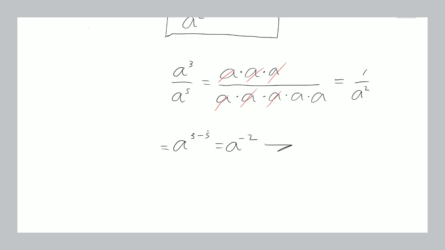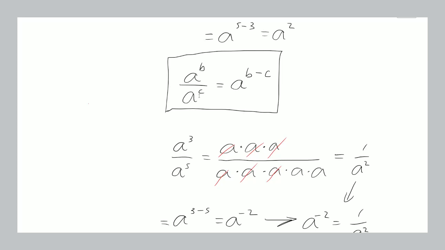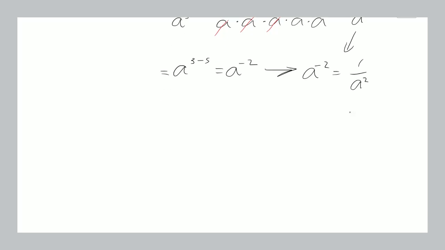So what we have then, a to the power of negative 2 equals 1 over a to the power of 2. And again, this isn't just the case with 3 and 5. This is the case with any exponents. A to the power of b divided by a to the power of c, where c is bigger, you're going to have a negative exponent as a result. And what that means is it's just 1 divided by a to the power of that difference. Okay, and that's where we get this rule here. A to the power of negative b is just 1 over a to the power of b.